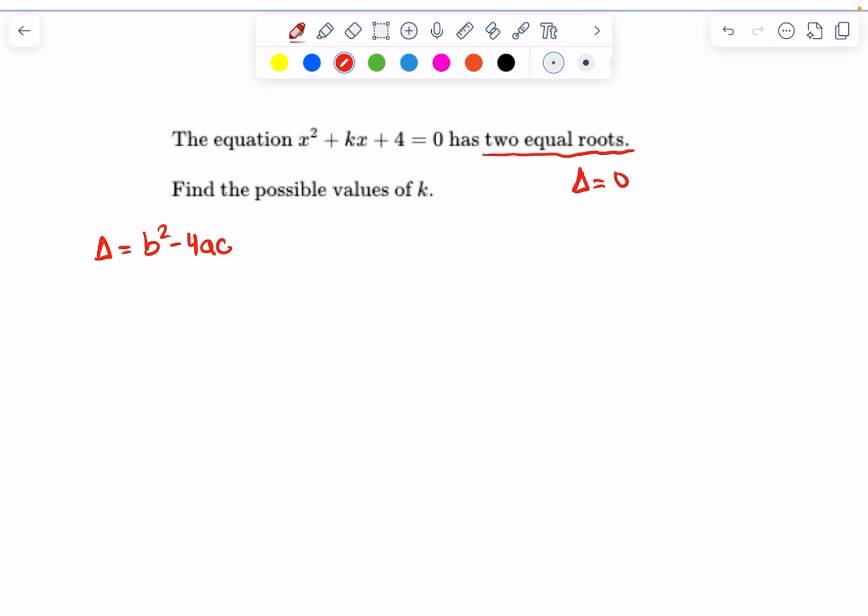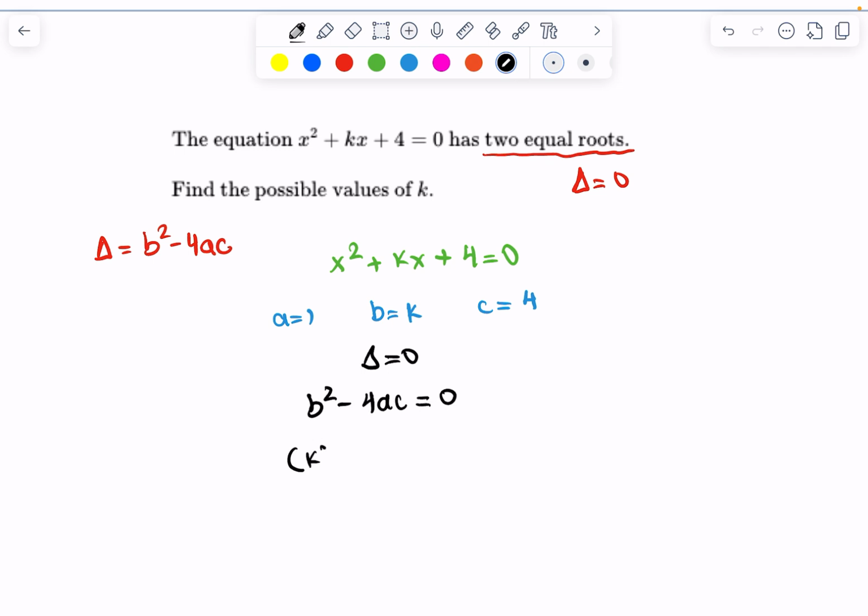So all we have to do is be really careful in finding the values of a, b, and c in our quadratic equation. Now from this one, I know that a is 1, b is going to be our variable k, and c is going to be 4. Now using discriminant equals 0, that's going to be b squared minus 4ac equals 0.